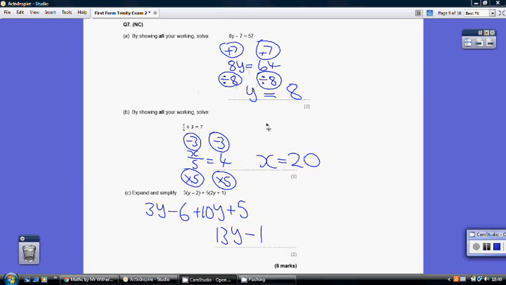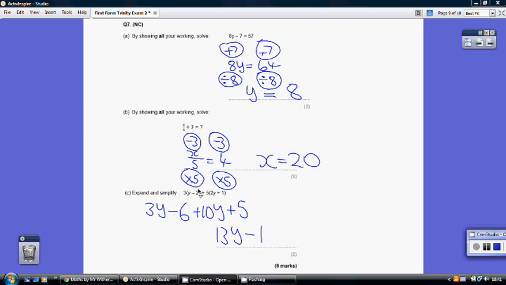And I forgot to mention this earlier on. You can always check your answer. Just pop your answer back in and check that it works. So with x being 20, 20 divided by 5 is 4, and 4 add 3 is 7. So I know I've got the right answer. Let's go back to part A. I thought the answer was 8. So 8 eights is 64. 64 take away 7 is 57. I know I've got the answer right.